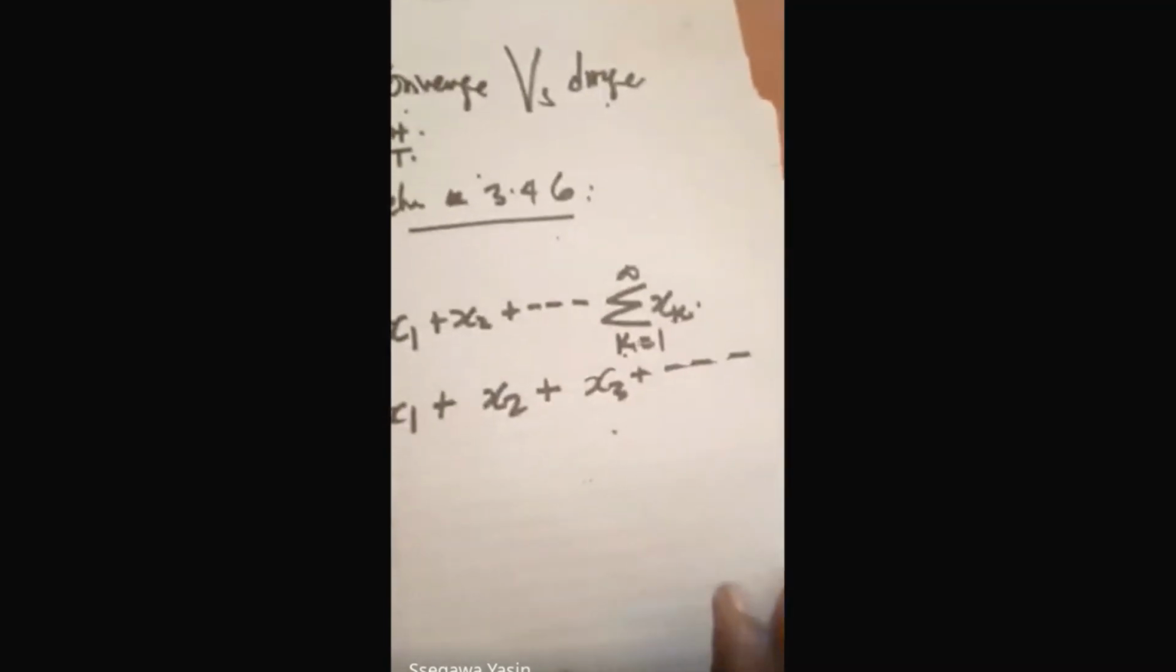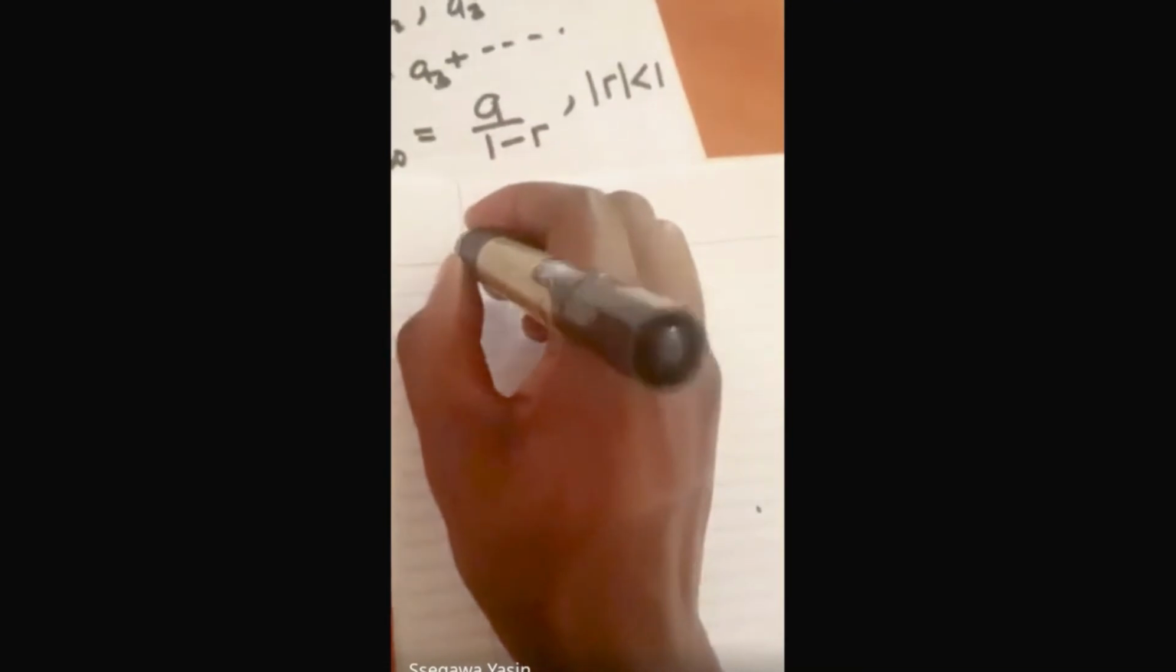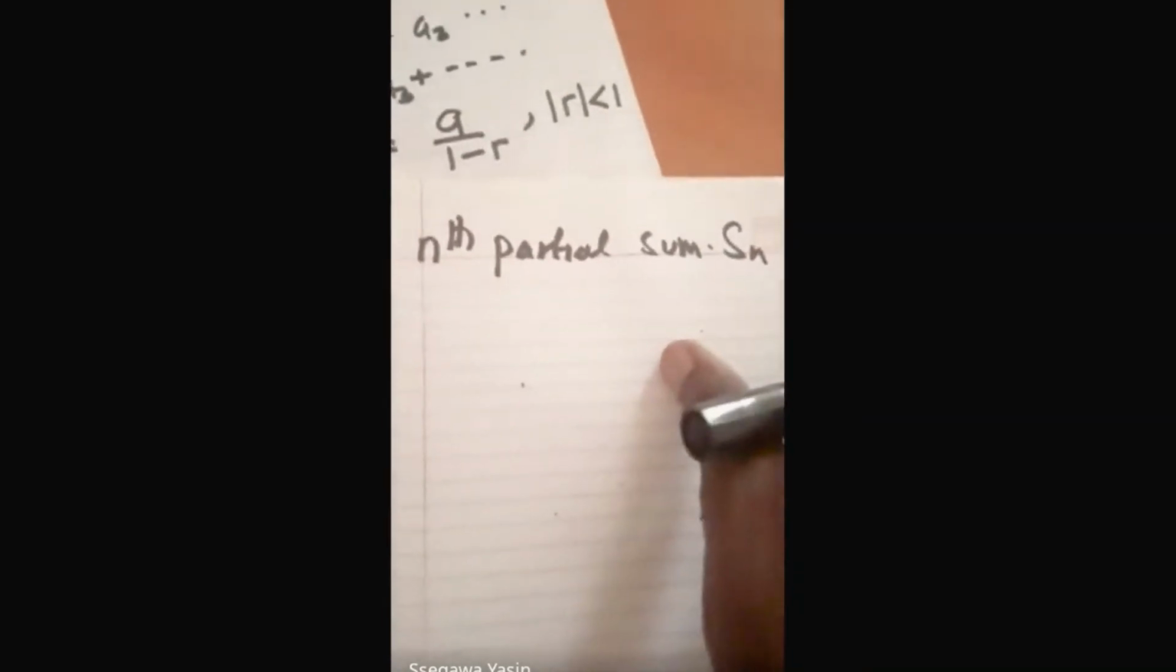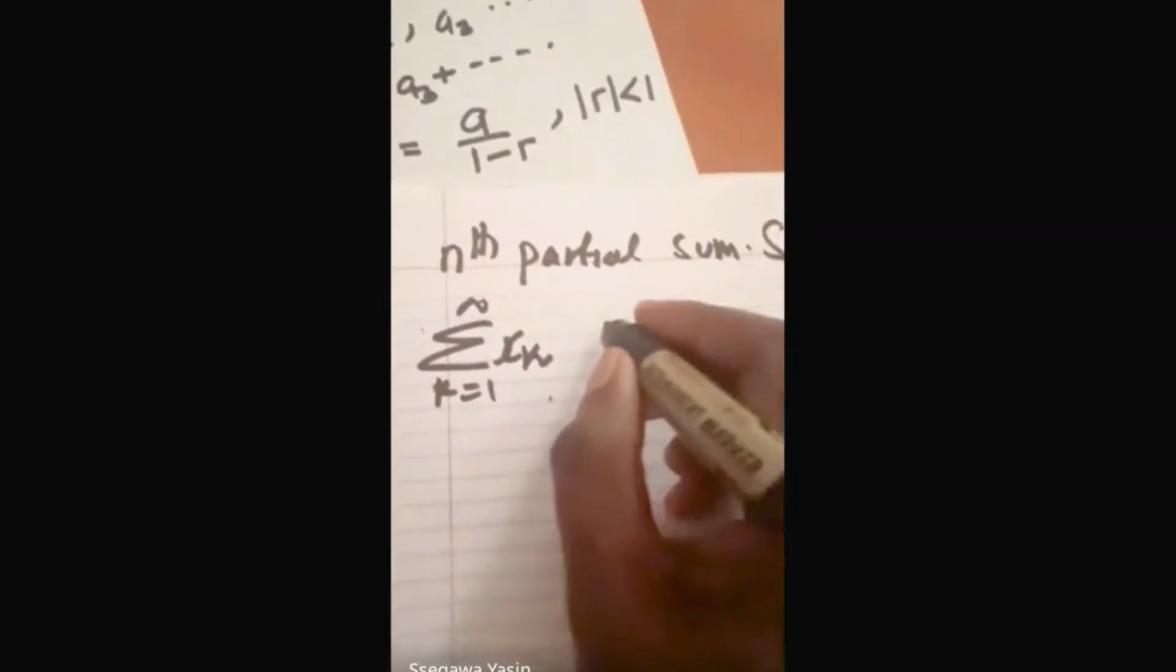Now, you'll see that what we call the partial sum, any partial sum, which is abbreviated as Sn here, of a series, which is the sum from k equals 1 up to infinity of xk, is the sum Sn equals the sum from k equals 1 up to n of the same sequence.